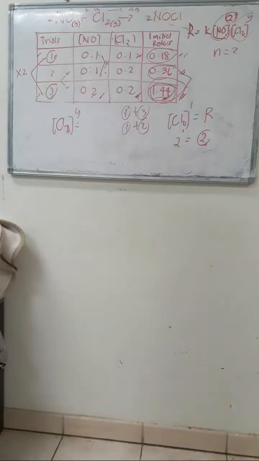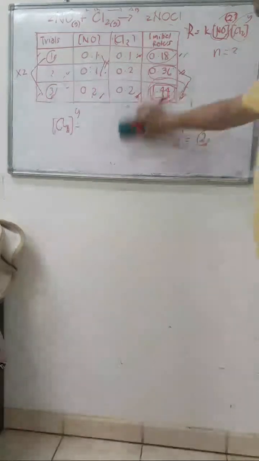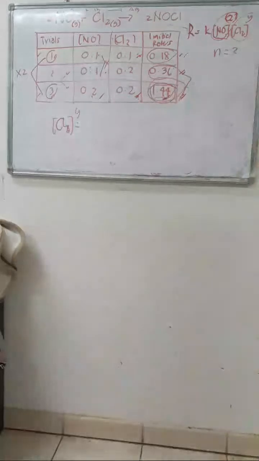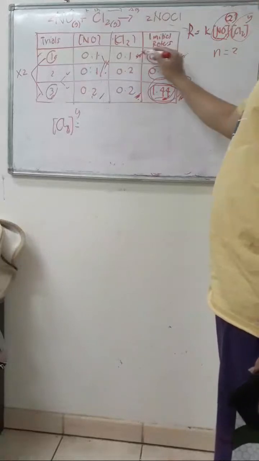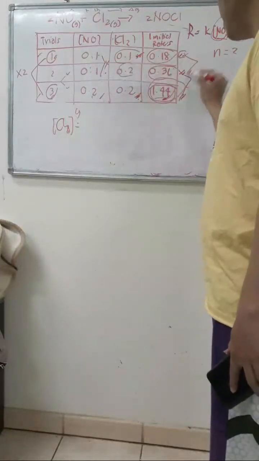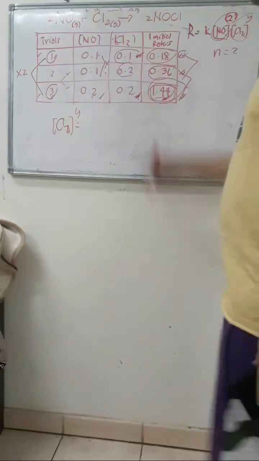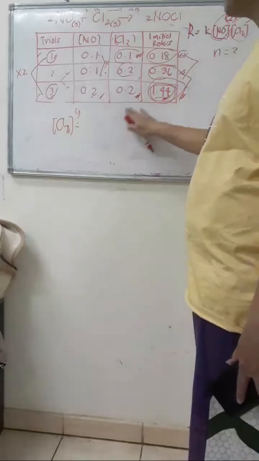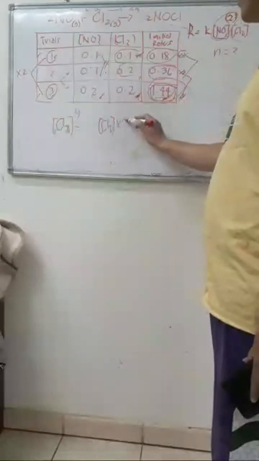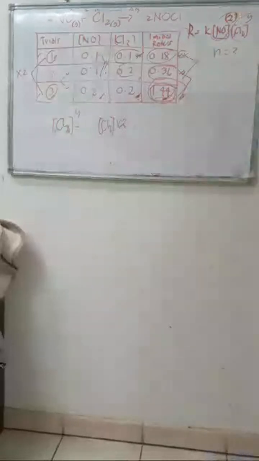So how about 1 and 2? Okay, how about 1 and 2? The 1 and 2, this 1 and this 1. Consider that one. Now 1 and 2, we have 0.1 and 0.2. So times 2 will be 0.2. Okay, times 2. So you need to times your concentration of chlorine gas by 2. So chlorine gas times 2 concentration. Now, therefore, we will use first the first order.